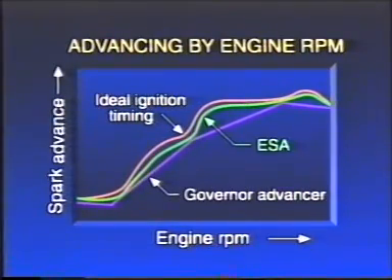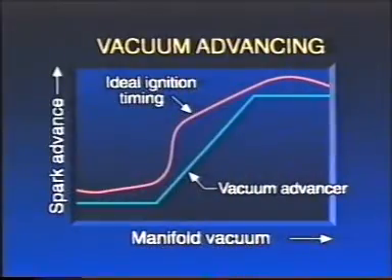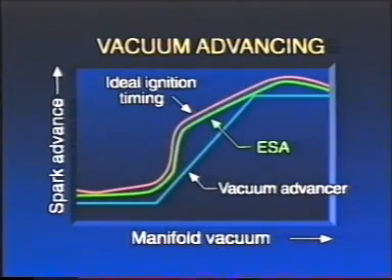As this graph shows, conventional mechanical advancers could only control ignition timing in direct proportion to the engine speed and manifold vacuum. But using sensors and the ECU, ESA can achieve control closer to the ideal for the engine's running conditions.